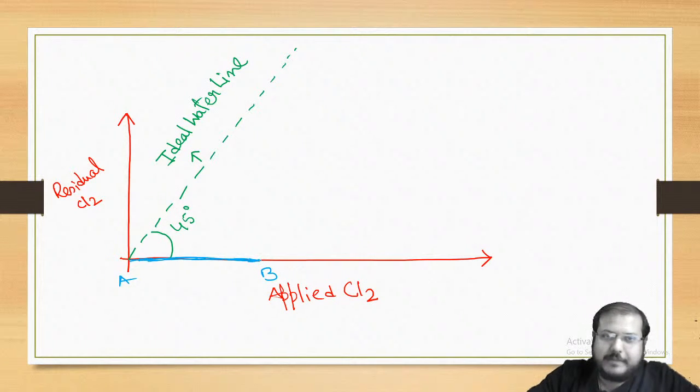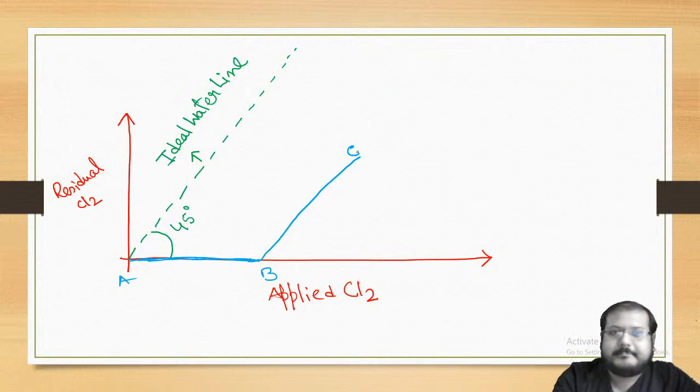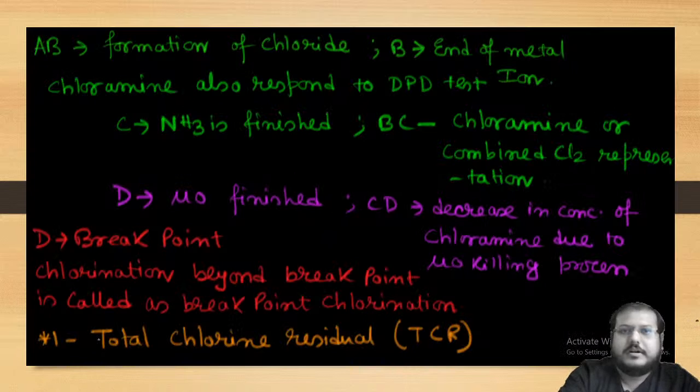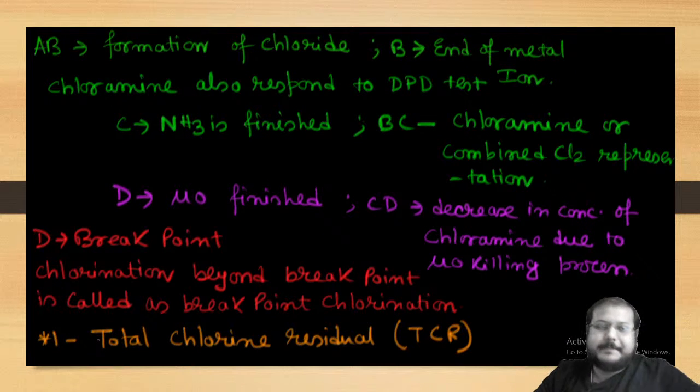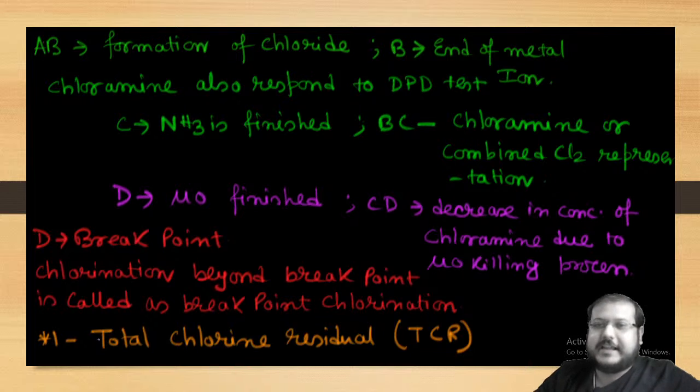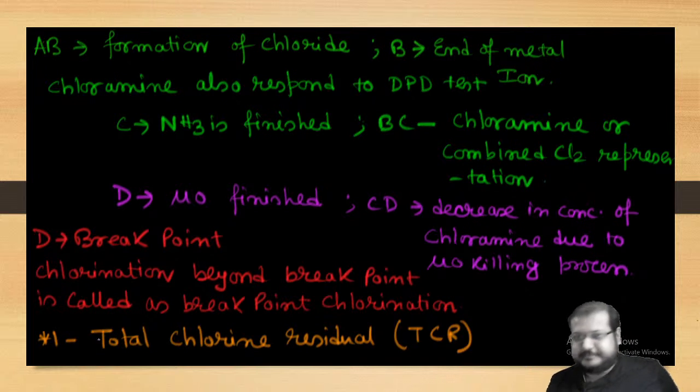That is a plot for chloramine. You are getting this B to C. Now point C is representing that all the ammonia is finished, and line BC is representing chloramine or combined chlorine.